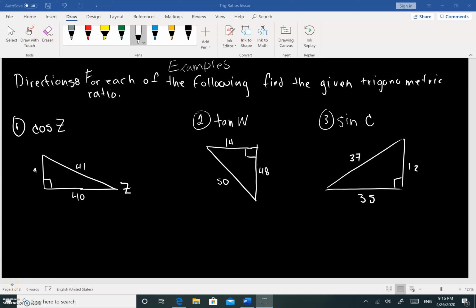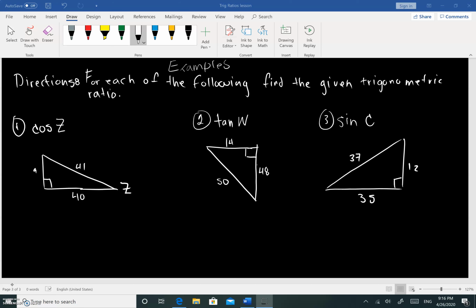Okay guys, so in this video we're going to go over 3 concrete examples of the trigonometric ratios. So directions. For each one of the following, find the given trigonometric ratio. So for number 1, we are given cosine of z. Now, as you can tell, we have a triangle with sides 9, 41, and 40.